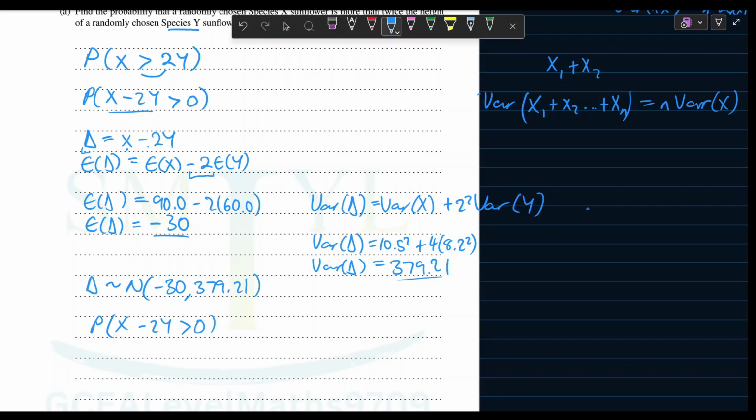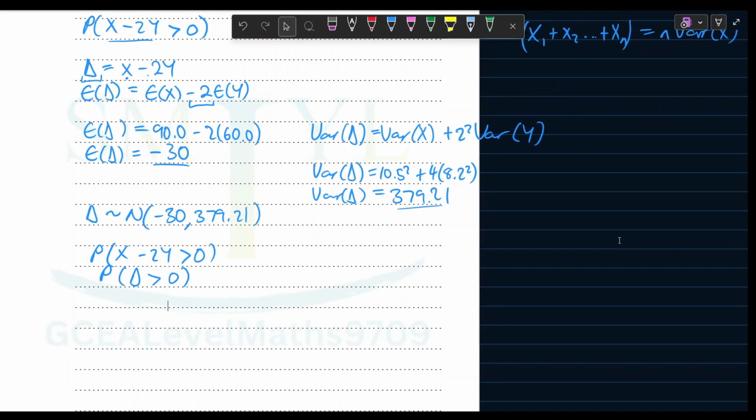And we said we wanted to find the probability that x minus 2y is greater than 0. Remember, x minus 2y is just D, so we want the probability that D is greater than 0. So that's going to be the probability that, if we standardize, Z is greater than 0 minus negative 30, so plus 30, over the square root of 379.21.